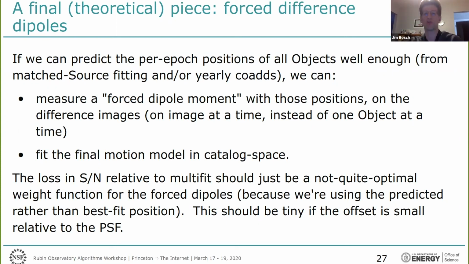Once you've got all those forced dipole moments, you can do the final motion model in catalog space. And you can think of this as sort of a tweak up and a way to resolve and measure limits on motion for the faintest objects in the survey.